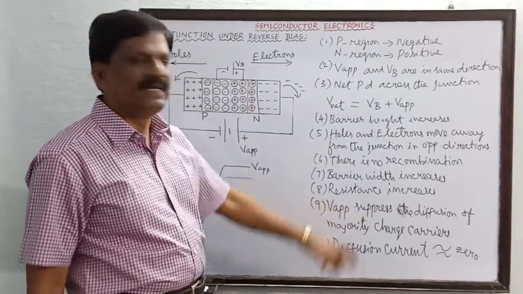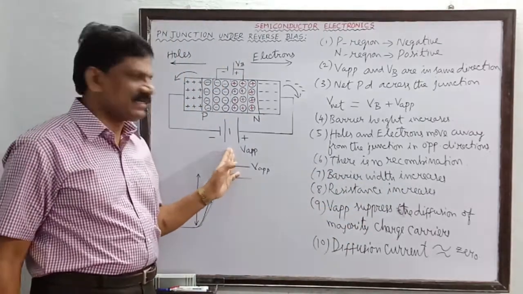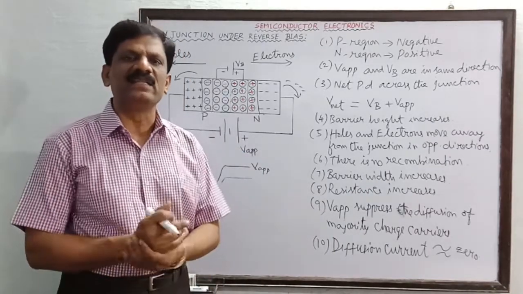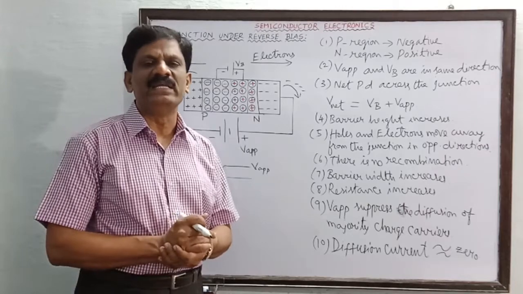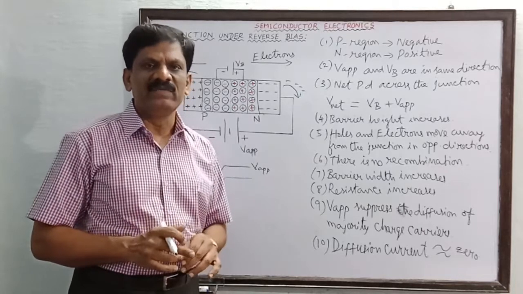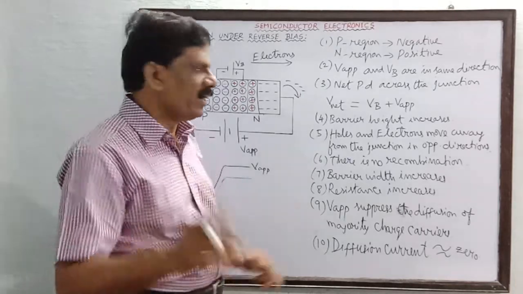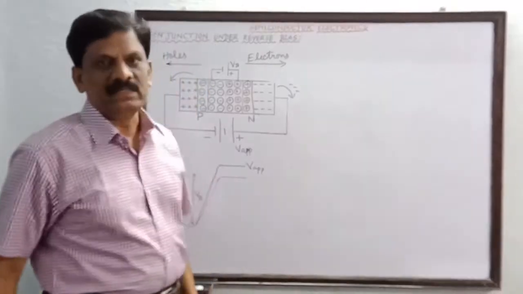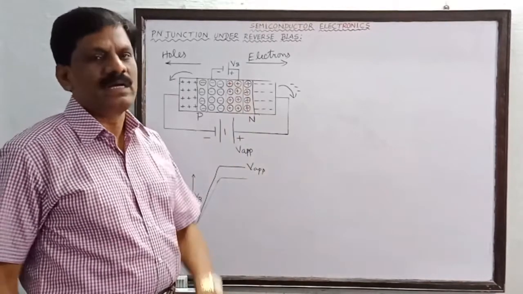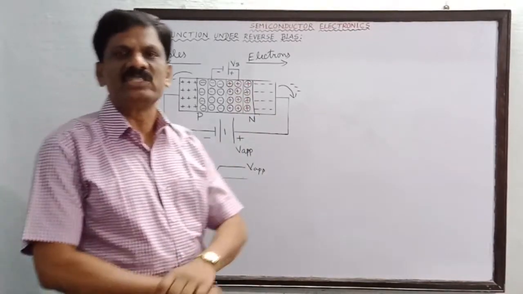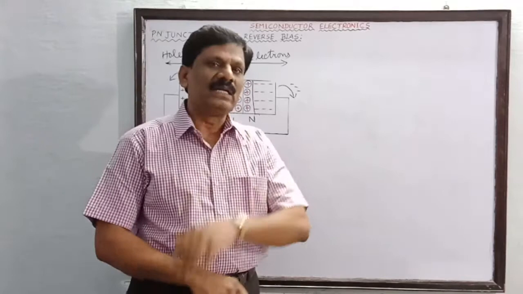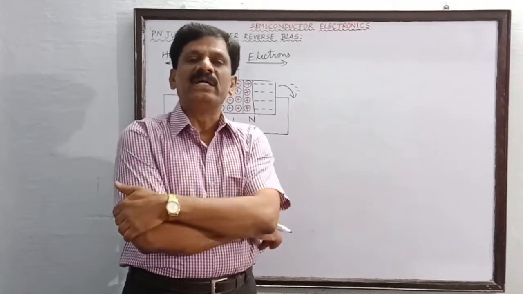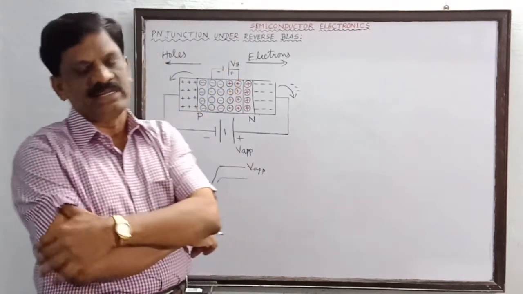Now the applied voltage suppresses the diffusion of the majority charge carriers. As a result, the diffusion current in this case will be nearly equal to 0 or very, very less. Okay students, now I am going to explain the next sequence of points. My dear students, there is no current due to the diffusion of the majority charge carriers. However, there will be a few microampere of current, very low current, due to the flow of minority charge carriers.